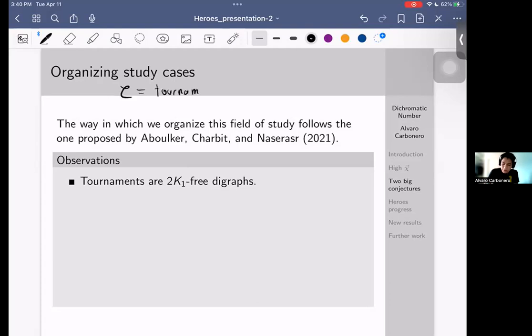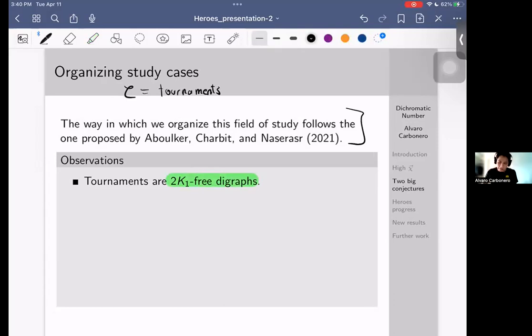What about the other ones? We are going to study the other cases by following the way in which Aboulker, Charbit, and Naserasr organized the field. In particular, we will use many observations and then gather a conclusion that will lead us to the two conjectures. The first observation is that tournaments are actually 2K1-free digraphs.